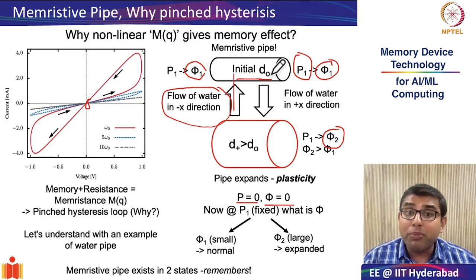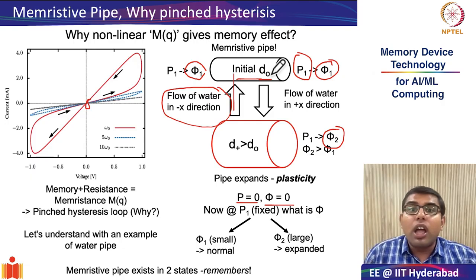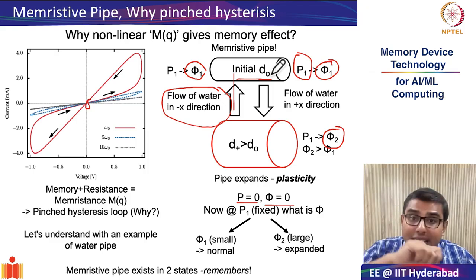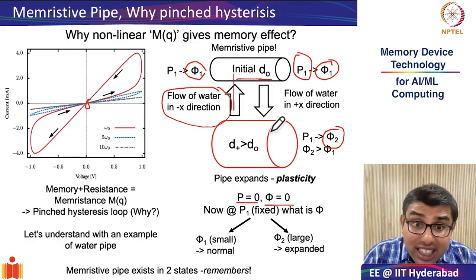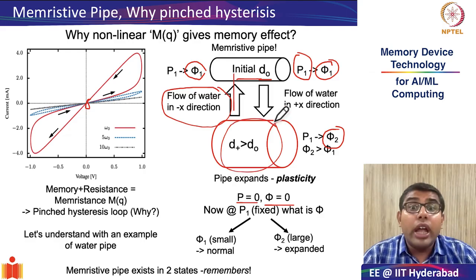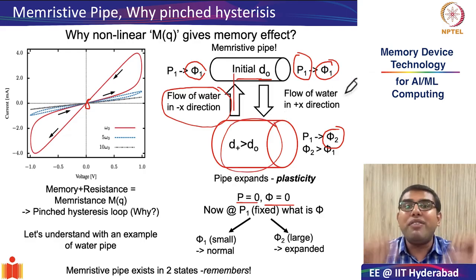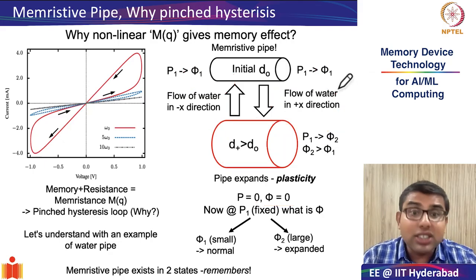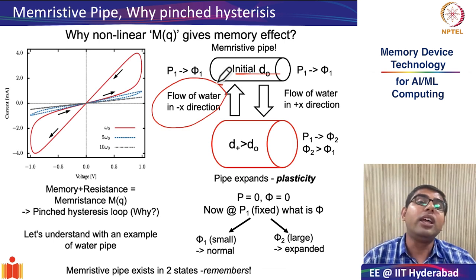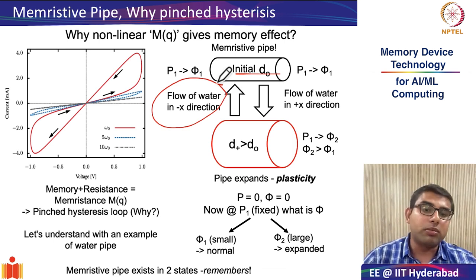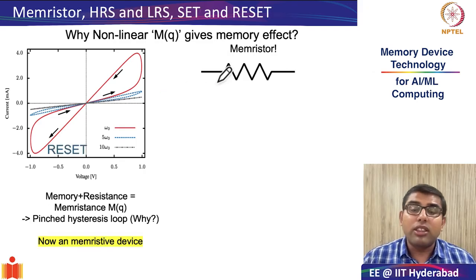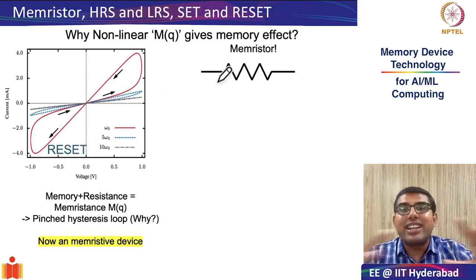How did you go from shrunk to expanded and back? By controlling the flow direction of water. Direction determines it. If it is in the expanded state, it means it remembers that water has previously flowed in the plus X direction. If it is in the shrunk state, it means it remembers that water was flowed in the minus X direction. Now with the same example, we will transform the pipe into a resistor.